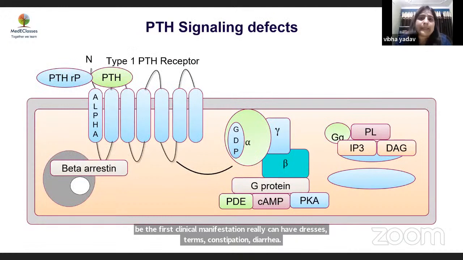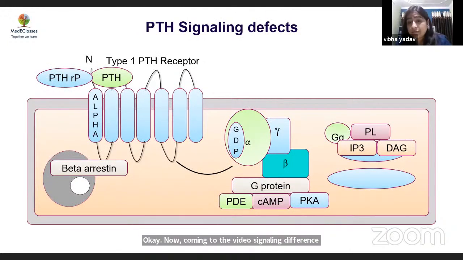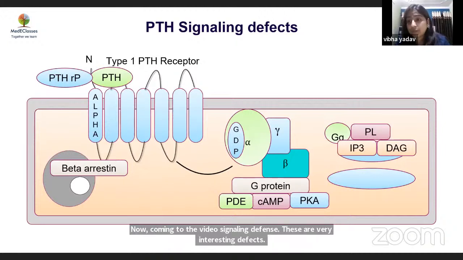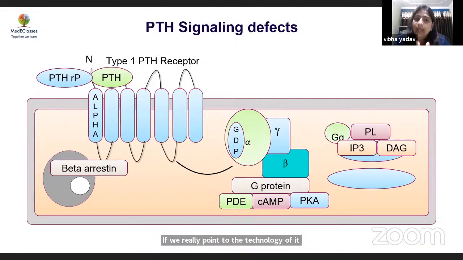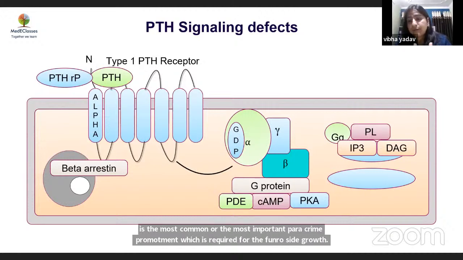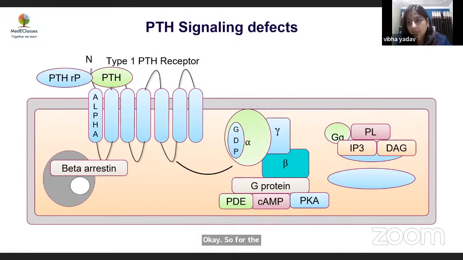Okay, now coming to the PTH signaling defects. These are very interesting defects. If we really go into the etiology of it, the type 1 PTH receptor. Let's talk about PTH-RP first. The PTH-related peptide is the most important paracrine hormone required for chondrocyte growth. So for the fetus to grow, PTH-RP is required, and both PTH-RP and parathormone act on the same receptor, that is the type 1 PTH receptor.